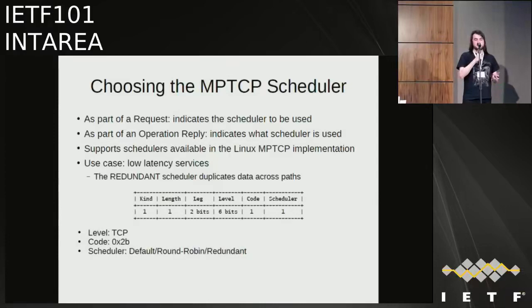We found one possible use case for this option, namely low latency services. So if a client wishes to have low latency, it can tell the proxy to duplicate data across all MPTCP subflows such that the delay is always minimal.